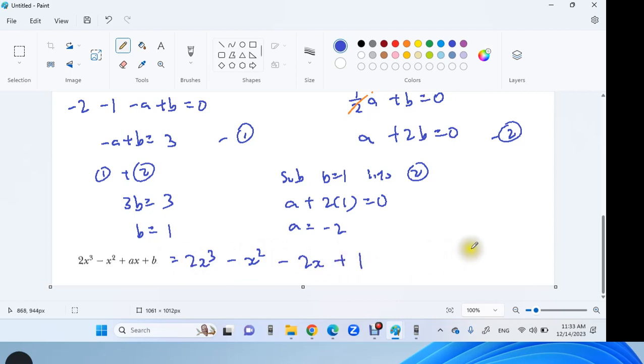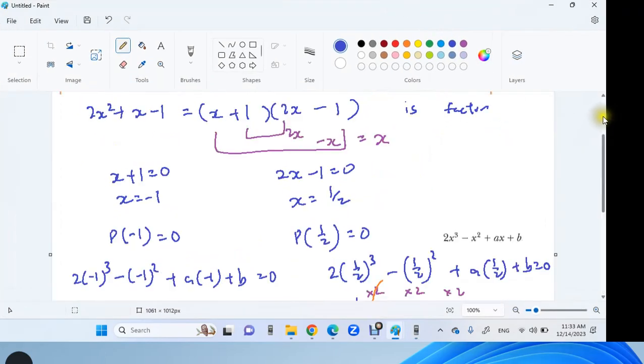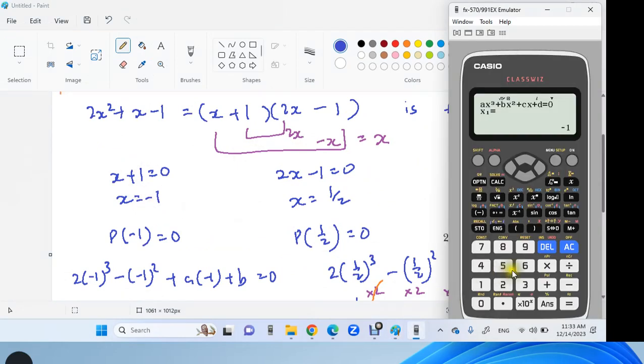Okay, so if I want to do the factorization for this one, I can just simply use the calculator to check the answer. So polynomial degree 3, with coefficients 2, negative 1, negative 2, and 1. Then what I have is negative 1 is one of the roots. So here we have negative 1 is one of the roots. And 1 is also one of the roots, half is also one of the roots.